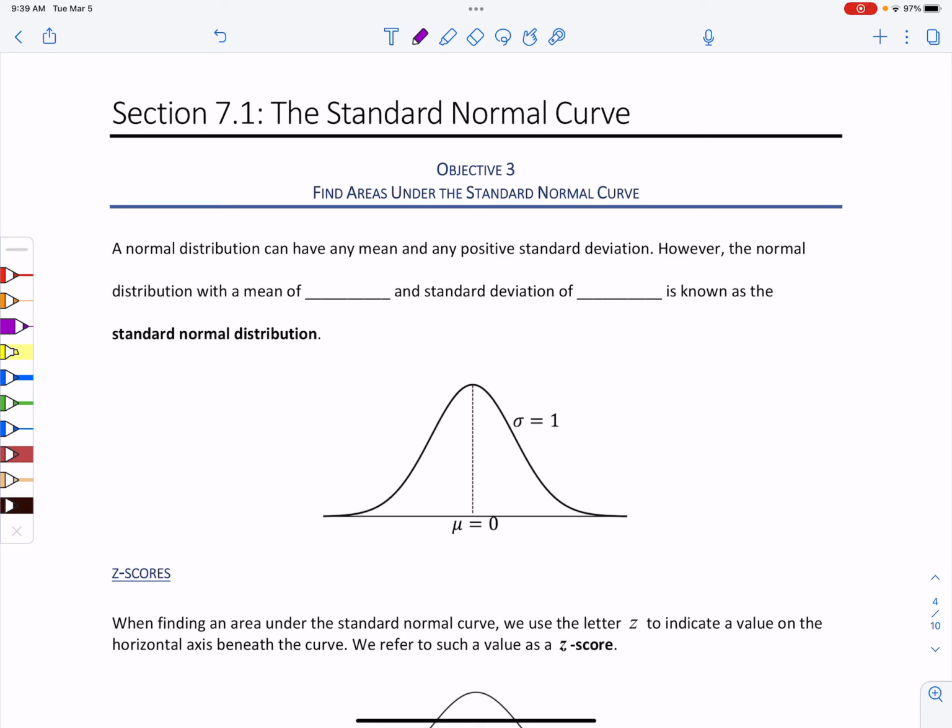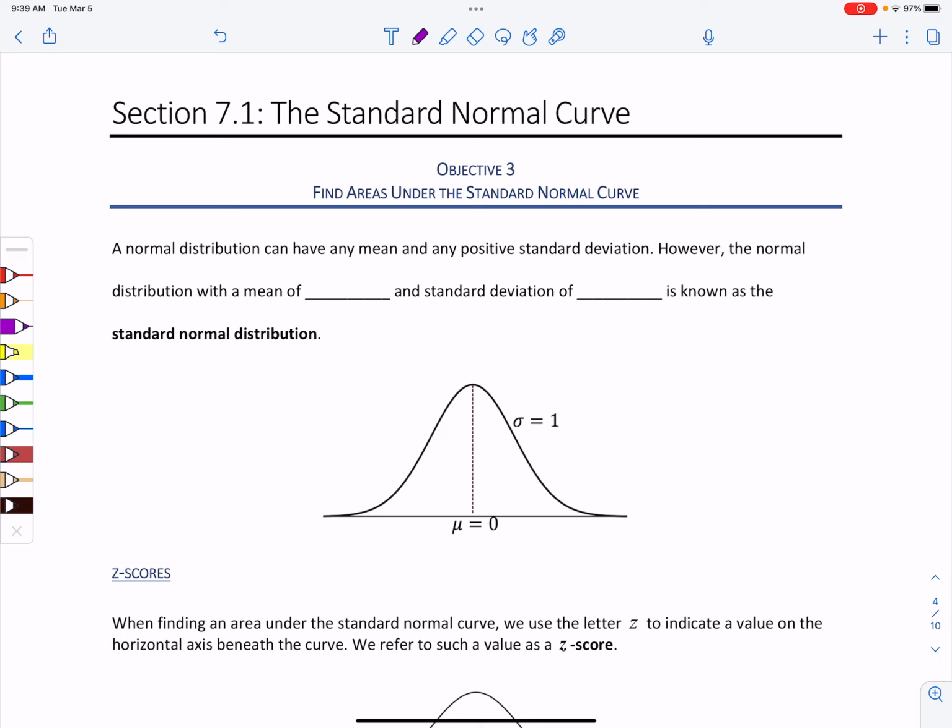In the first part of section 7.1 and in your first video for this section, you learned about some basic properties of what we call a normal distribution and a normal curve. We're going to be learning to work with a normal curve and use it to find the probability that a value falls within a given interval.